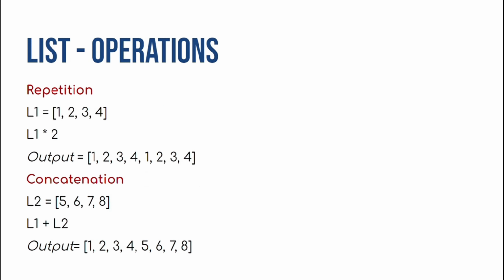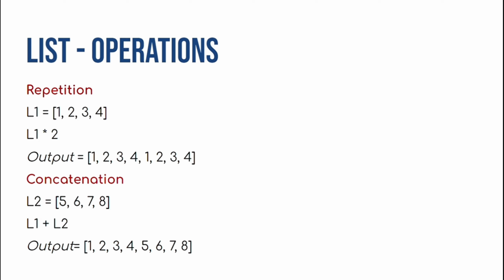We can perform multiple operations over a list. If you want to repeat each element of a list, simply multiply your list variable with that number. That is, if you want to repeat the list elements twice, then multiply your list variable by 2. To repeat them thrice, multiply it by 3.